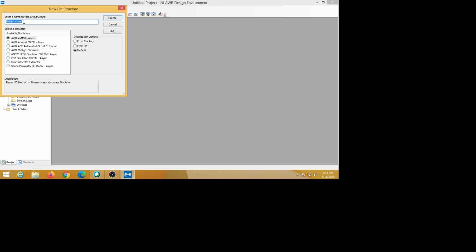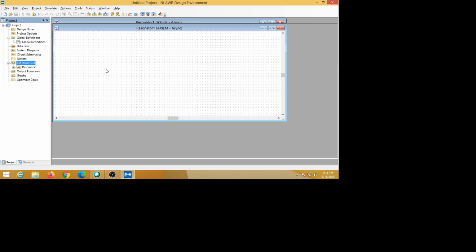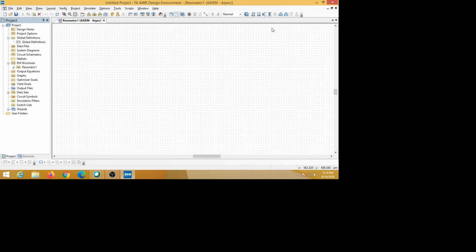Now you can give any file name here. Since we are doing a resonator, I am giving it as resonator 1. This is the name for the EM structure; you can give whatever name you want, and then click create. So this window will appear here. This is the window where we have to draw the structure.